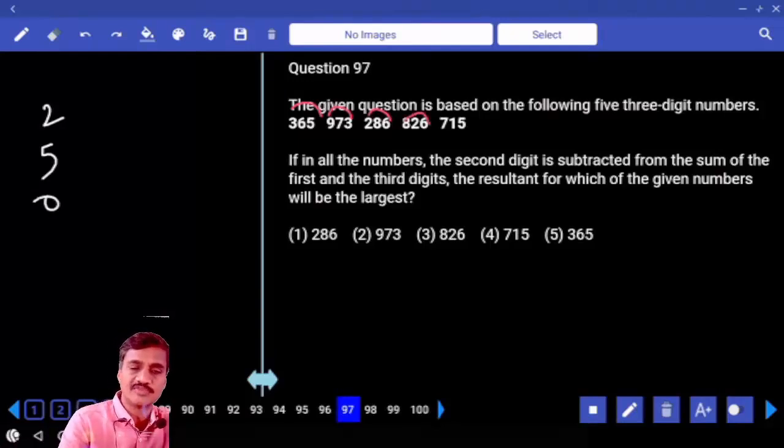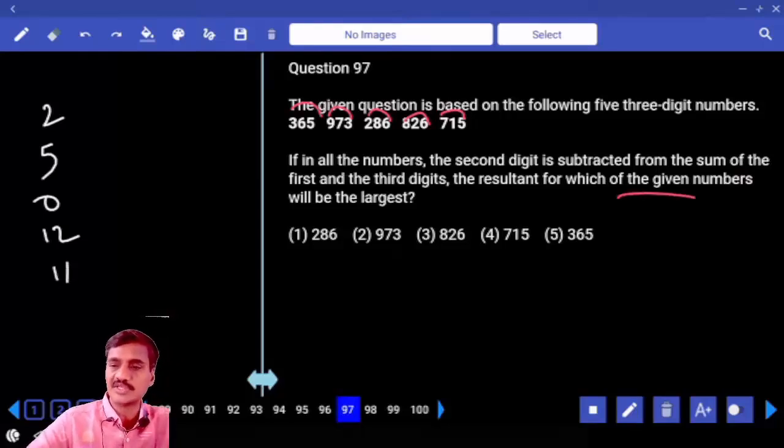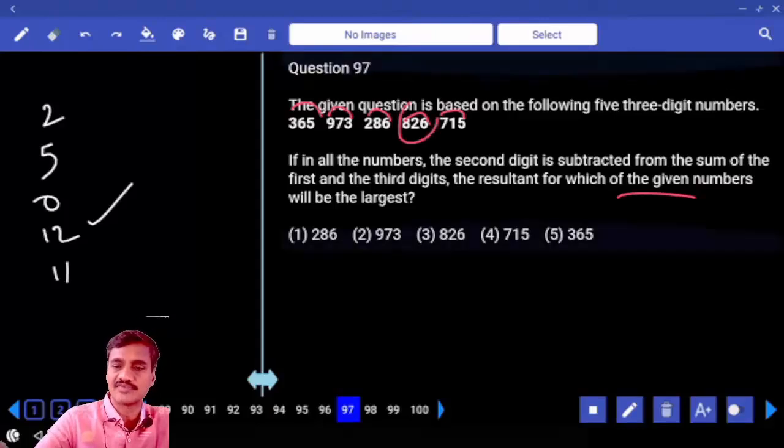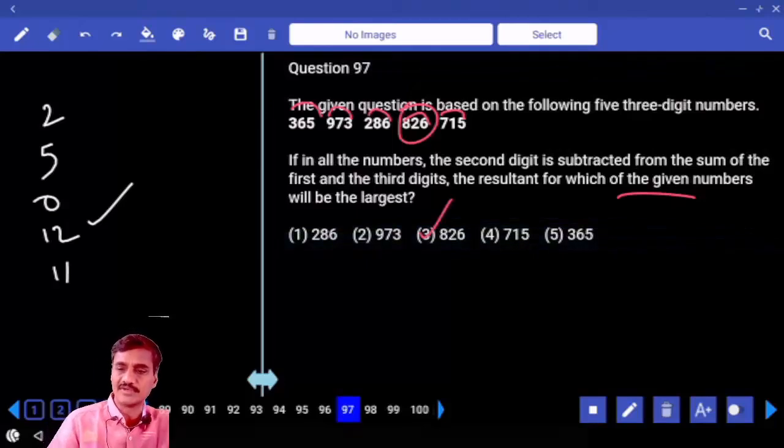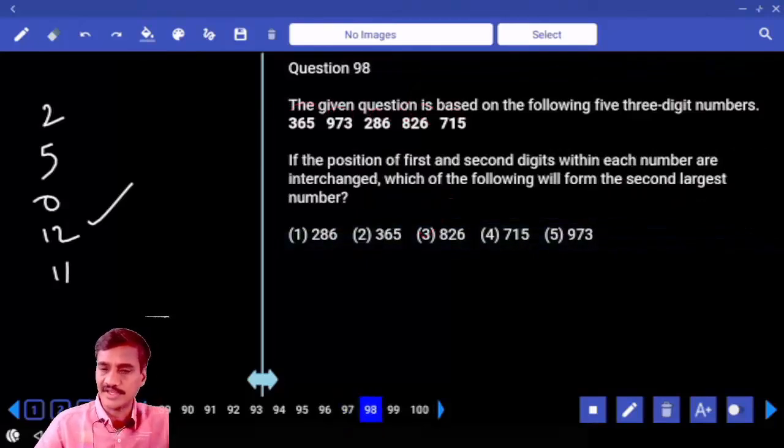8 plus 6, 14 minus 2, 12. 7 plus 5, 12 minus 1, 11. Then tell me which among the resultants is the largest. Now 12 is the largest. We are getting 12 from 826, that is given in choice 826, choice 3. 97, choice 3. Then 98.